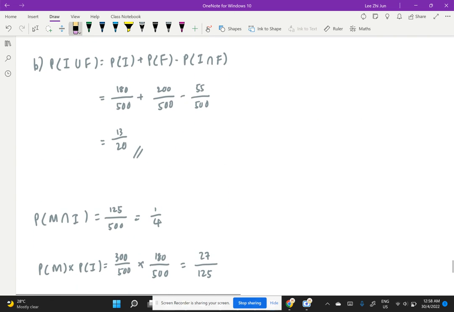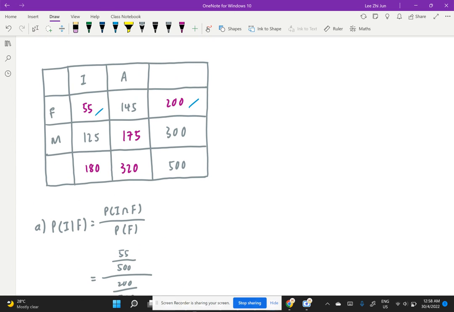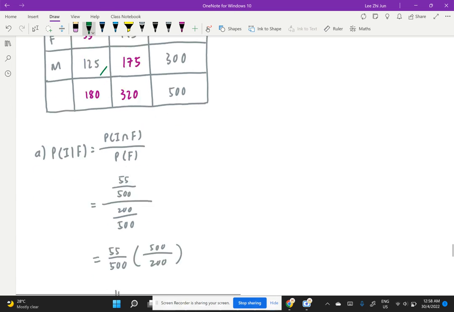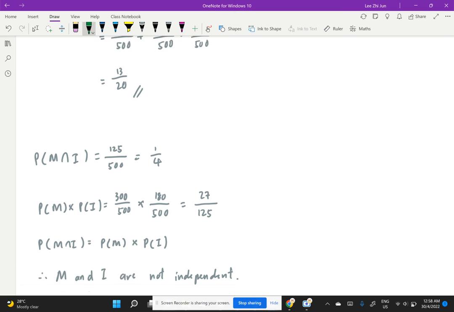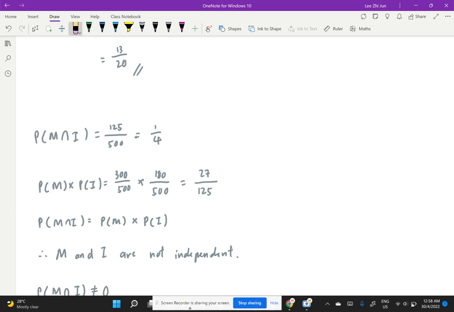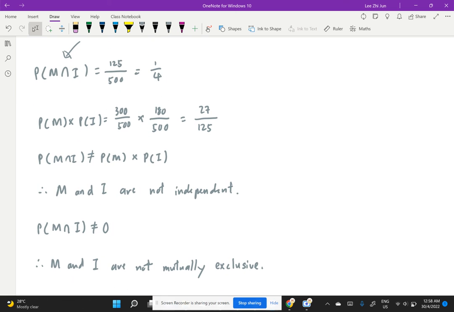Okay, so to find if they are independent, I need to find whether P(M∩I) equals P(M) times P(I). P(M∩I) is 125 over 500, which is 1 over 4. P(M) times P(I), 300 over 500 times 180 over 500, is 27 over 125. So they are not independent. And besides, because P(M∩I) is not equal to 0, they are not mutually exclusive either.